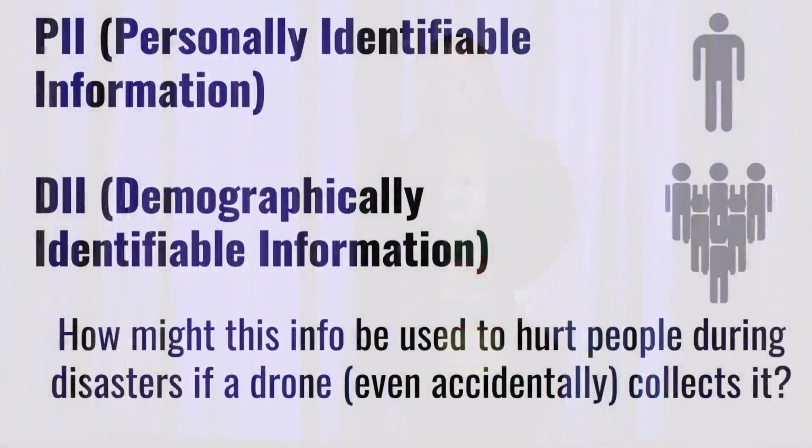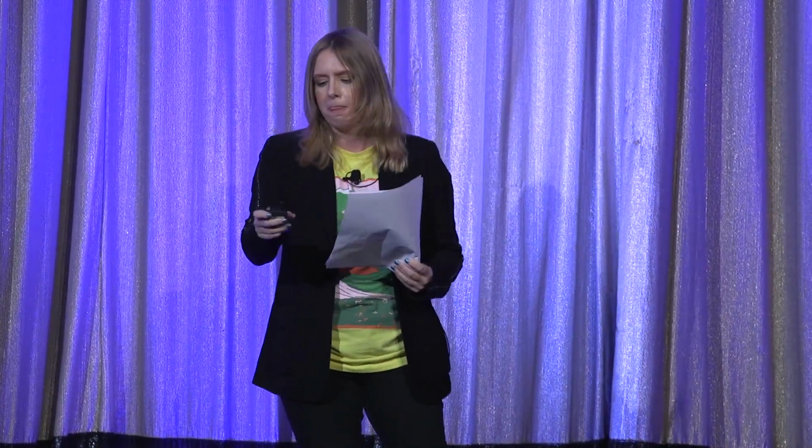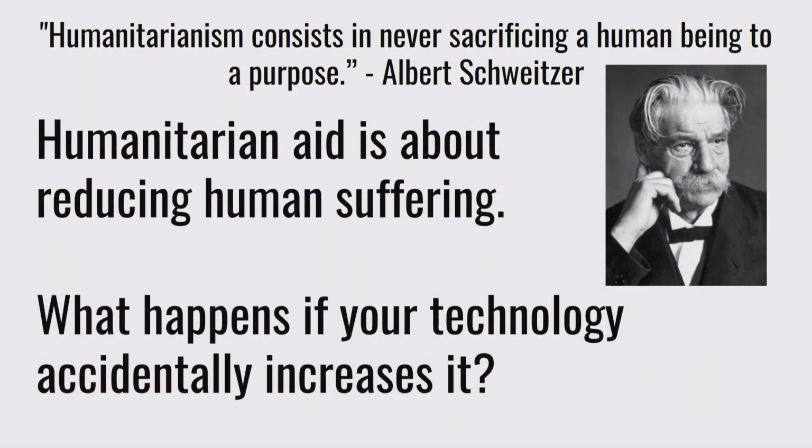But we also need to do a better job of understanding, okay, what kinds of PII and DII can we collect with a drone? I mean, just now I had to guess, but where's the research that shows what kind of stuff are you most likely to collect so we can prevent ourselves from collecting it by accident? We just haven't done a good job of constructing what us humanitarian researchers call a theory of harm, a theory about how PII and DII from drone data can be used to hurt people. And we need that because the entire point of the humanitarian project is alleviating human suffering, neutrally and without bias. To quote philosopher and humanitarian Albert Schweitzer, humanitarianism consists in never sacrificing a human being to a purpose, which I really like in the context of technology.